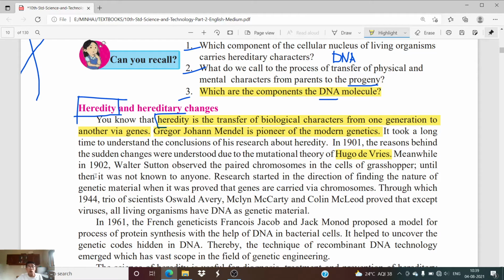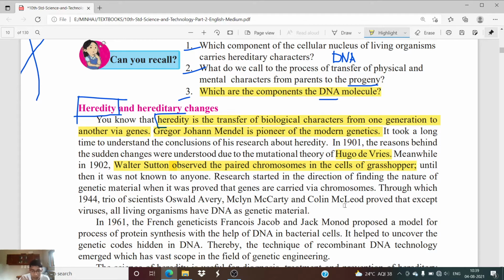Meanwhile, in 1902, Walter Sutton observed the paired chromosomes in the cells of grasshopper. Okay, this is again a very important statement. A scientist named Walter Sutton first discovered chromosomes in 1902, in the grasshopper. And chromosomes are the components present in the DNA.